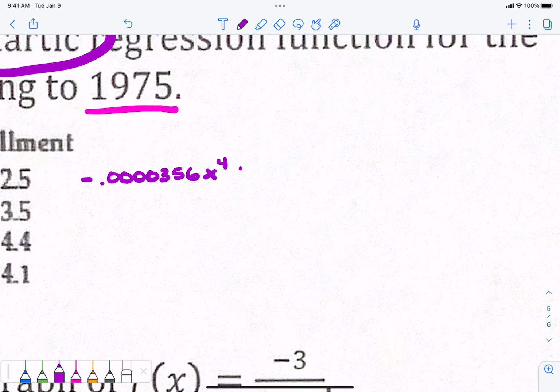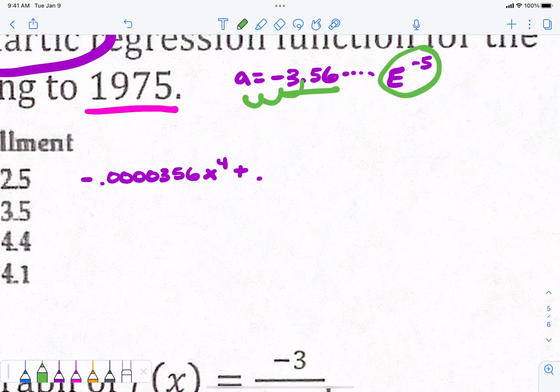Oh, because it's to the negative. You see that E -5 on your calculator? It says A equals negative 3.56 and so on, E to the -5. So if you write it as negative 3.56, it's technically wrong. You have to move it 5 decimal places: 1, 2, 3, 4, 5. What if I just write E to the -5?